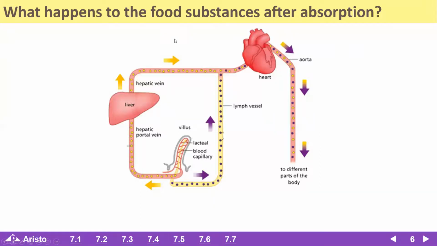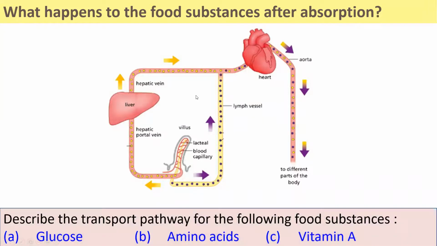So look at this diagram. It's also in your textbook. Okay, not in your notes, but it's in your textbook. You have several minutes to look at this picture and try to answer this question. Describe the transport pathway for the following food substances: glucose, amino acids, or vitamin A.